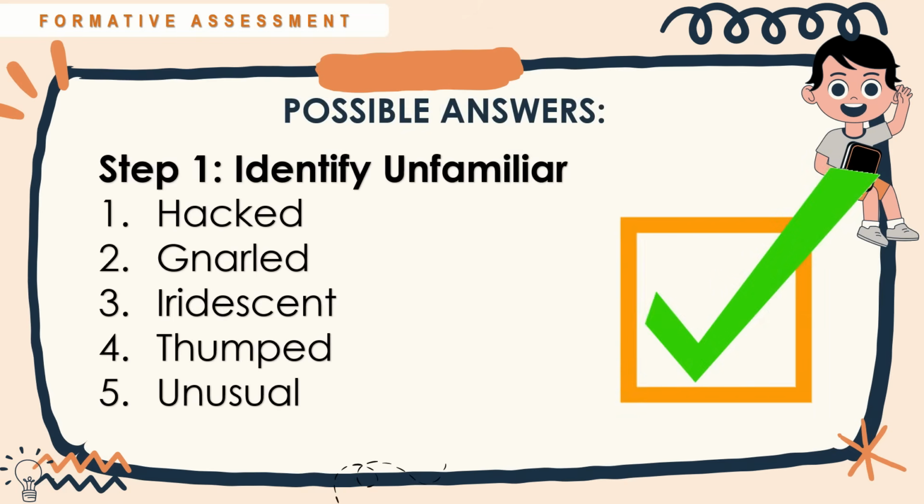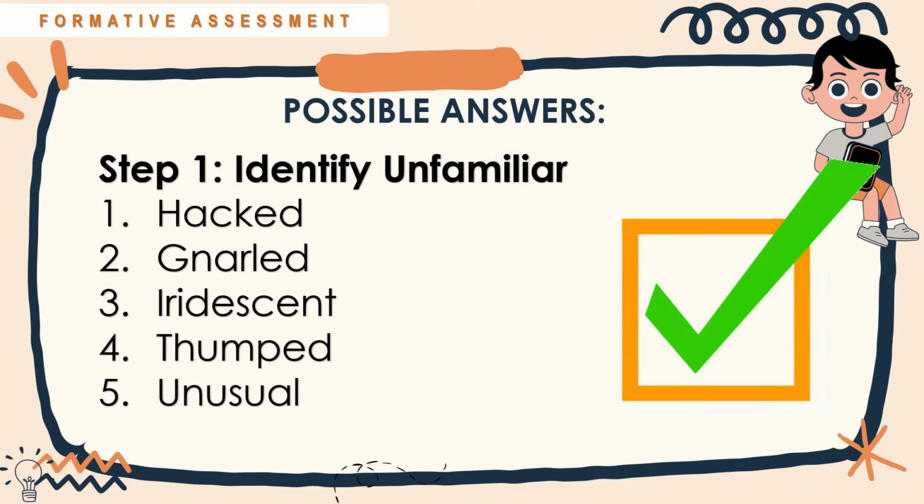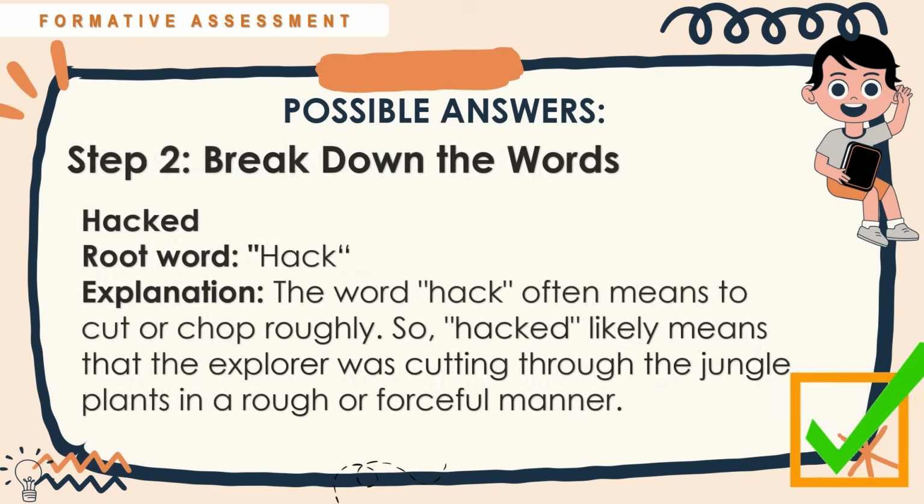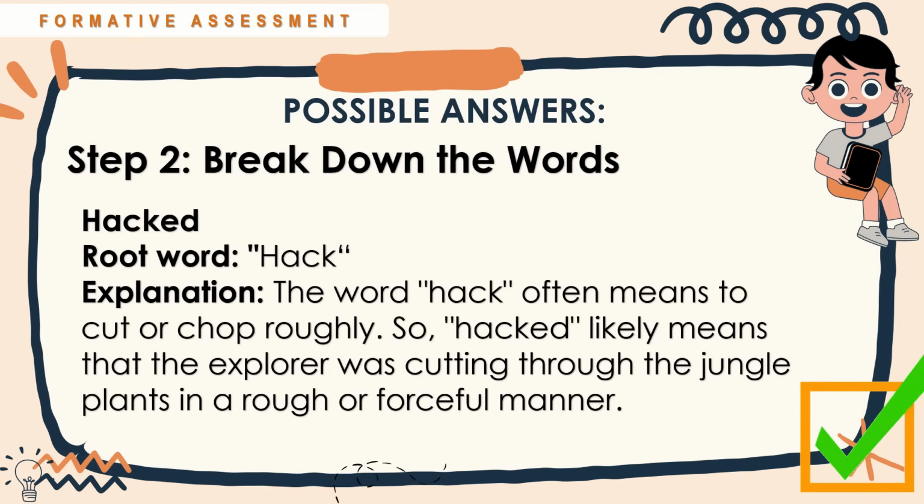Here are the possible answers: hacked, gnarled, iridescent, thumped, and unusual. Step 2. Break down the words. For the word hacked, the root word is hack. Explanation: the word hack often means to cut or chop roughly. So hacked likely means that the explorer was cutting through the jungle plants in a rough or forceful manner.